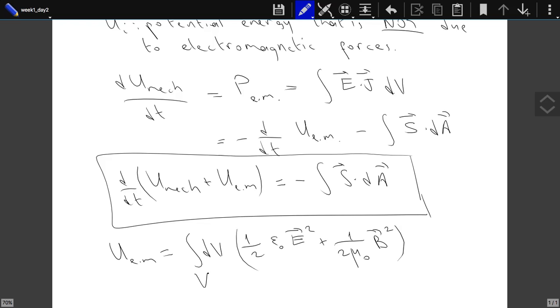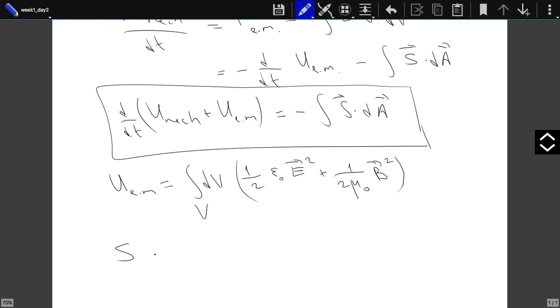So this is the total energy stored in my volume. That energy can be changing. It can change with time. But if it changes with time, it means some of the energy flew out of my volume, through the surface of my volume. And it is this term. So this S, what we call the Poynting vector, describes how energy flows through the surface. And if I'm not wrong, S was equal to 1 over epsilon 0 E cross B.